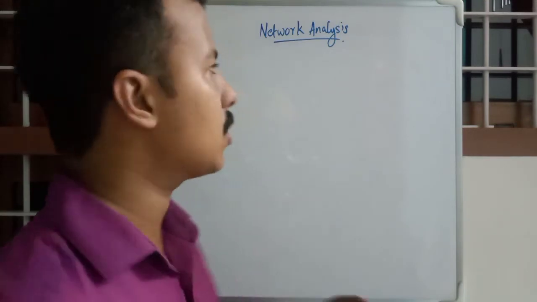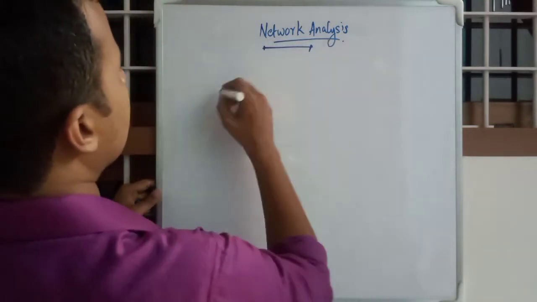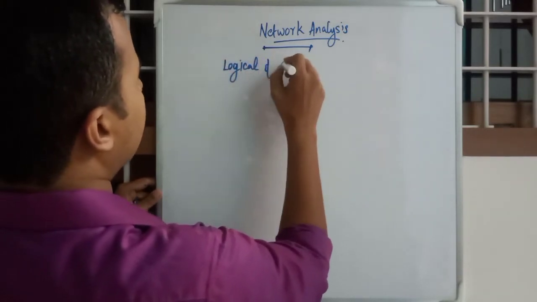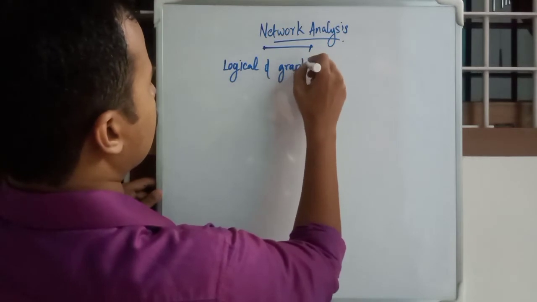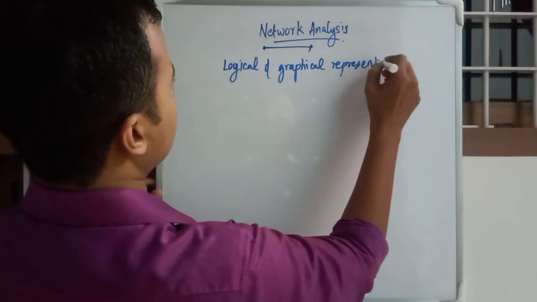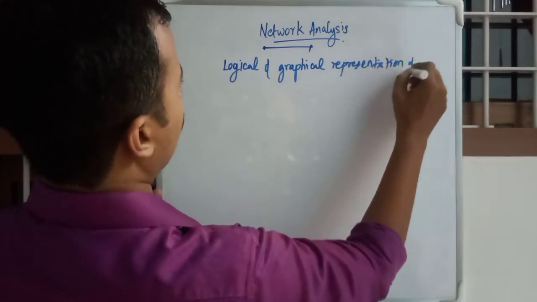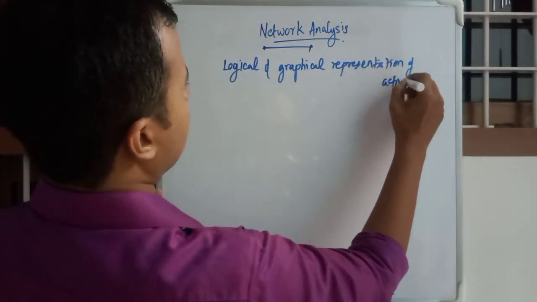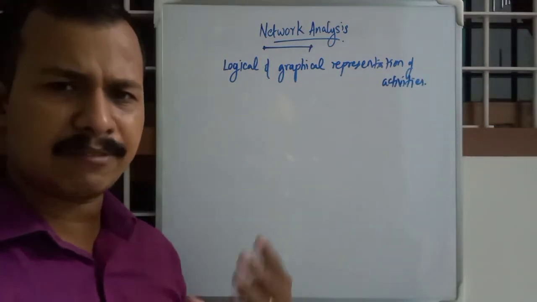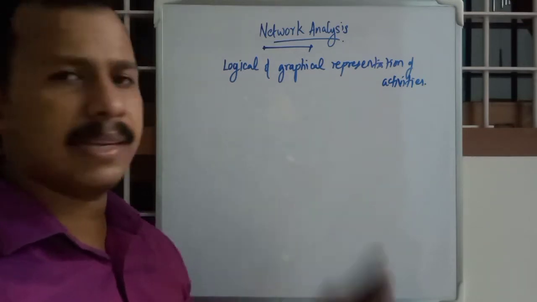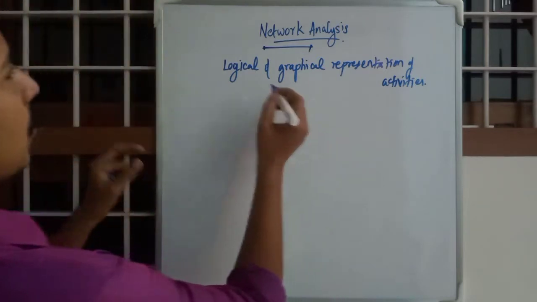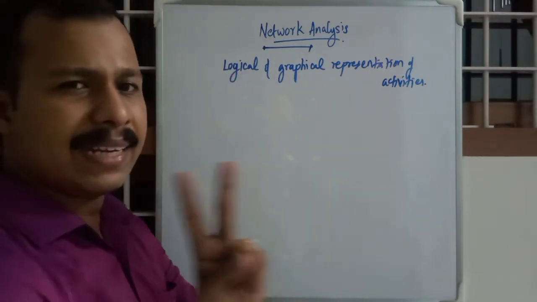A network is a logical and graphical representation of activities. Okay, activity examples are plastering, foundation work, painting, plumbing work, etc. These are all activities. Okay, so for network analysis there are two entities mainly.